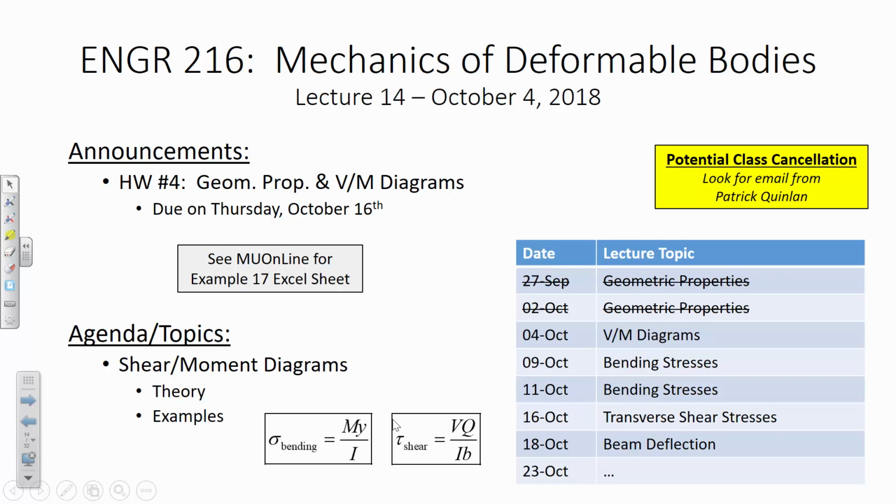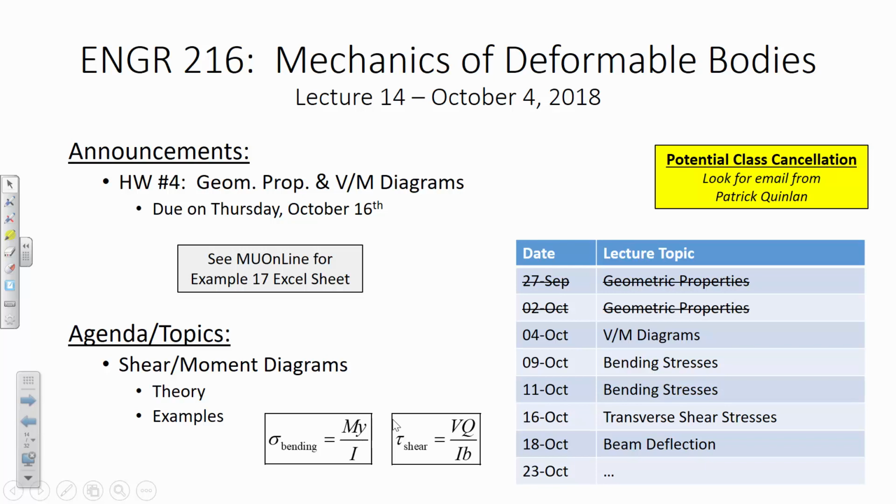So first off, in regards to homework 4, I don't have that due for a while because we're probably going to have some gaps in the lectures and whatnot, and I just wanted to make sure that you'll have time to do that. Just so you're aware for what's coming. Homework number 4 is going to cover geometric properties and shear and moment diagrams. We've covered all the geometric property stuff necessary for the homework assignment.